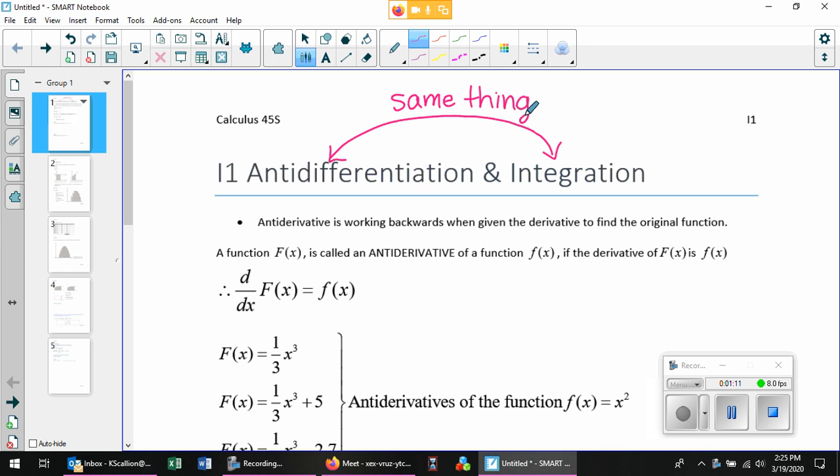Okay. Let's get started. Okay, so anti-differentiation is actually undoing the differentiation. Like you're given the derivative and I'm asking you to go back to the original. So now what I've done, it's a fancy symbol.